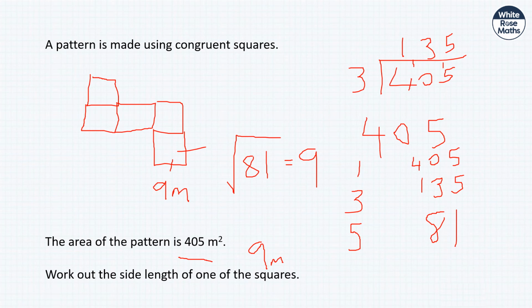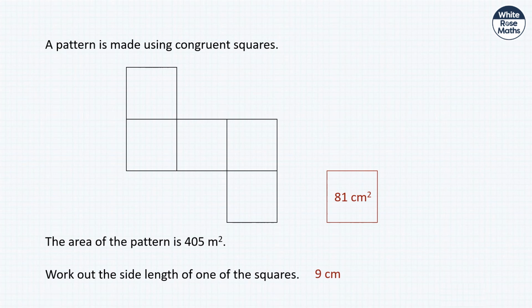Just to be clear, guys, I found the highest square number factor that goes into 405. That was 81. I can make 5 squares with an area of 81, so each one has an area of 81. The property of a square is that length and width are going to be the same, so I can just do the square root of 81, which gives me 9. That's my answer for that question. It's a bit more of a tricky question, guys.